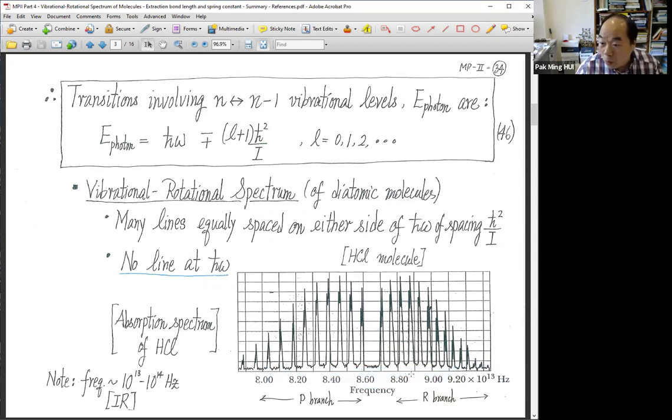Think about a low resolution experiment. You have a ruler and in inches, and you cannot see 0.1 millimeter, right? So all you can see is there is something there, okay? So nothing, something there. Now what we are doing is that we put our eyes onto that something and then blow it up, and then you see these details. Okay, so that is the vibrational rotational spectrum.